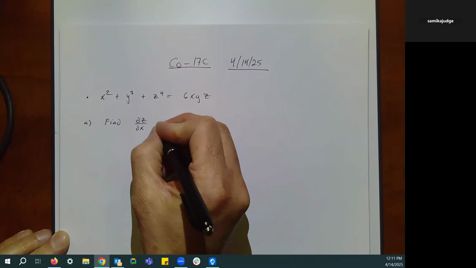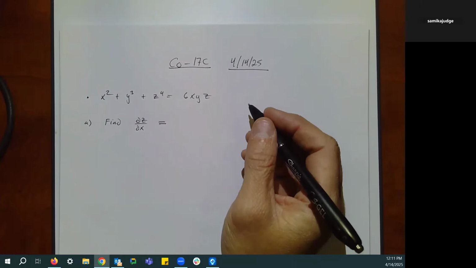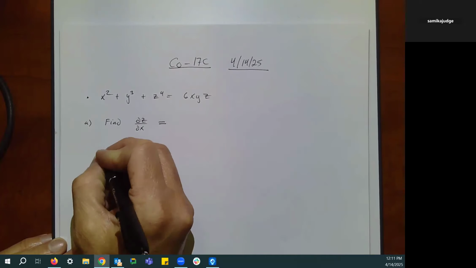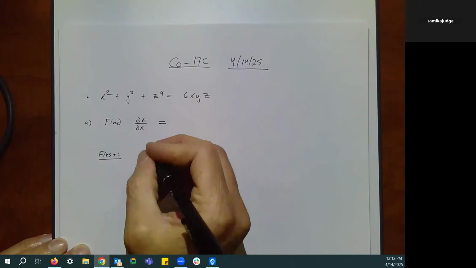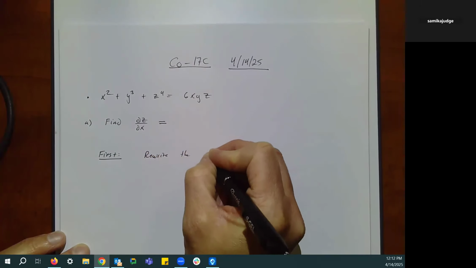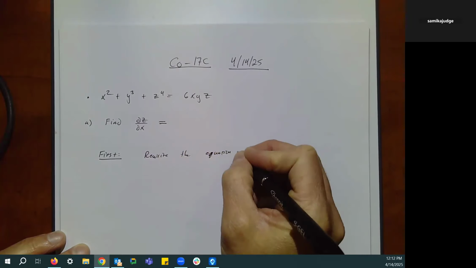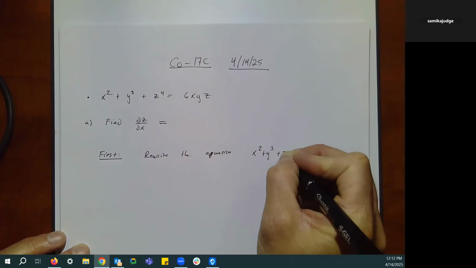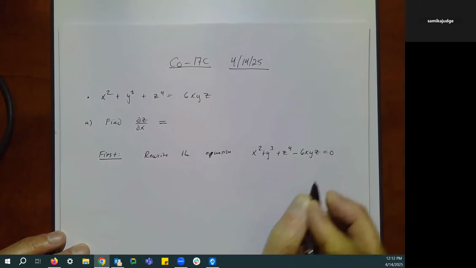The easy way to do this is to first rewrite the equation so it's equal to 0. So rewrite the equation so that we have x squared plus y cubed plus z to the fourth minus 6xyz equal to 0.